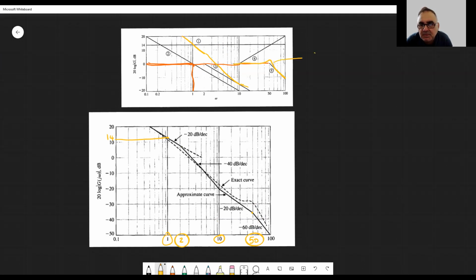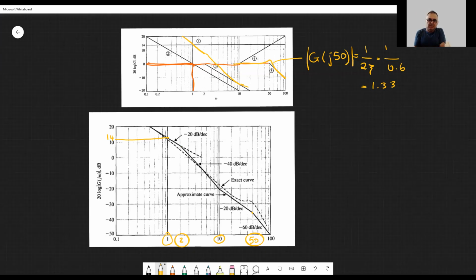And this one, the G of, let's say, J50, is going to be 1/2 zeta, the magnitude, of course, which is 1/2 times 0.3, so it's 0.6. And what is that? 1.3, something like that. And its logarithm will be what?